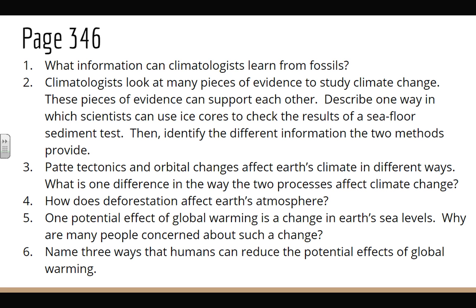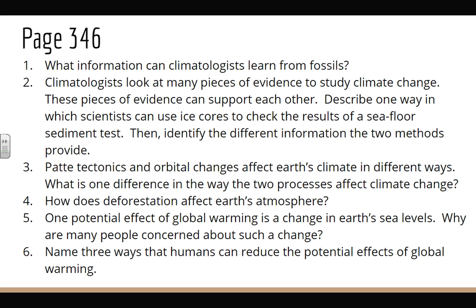Question number 3, answer can be found on pages 342 and 343. Plate tectonics moves plates around the Earth, causing change. Again, plate tectonics moves plates around the Earth, causing change.